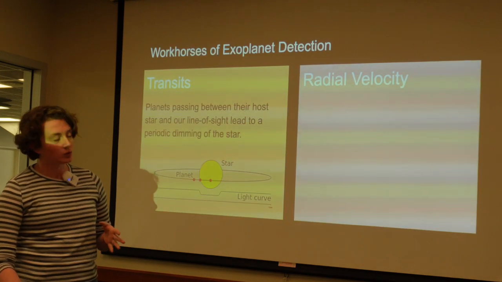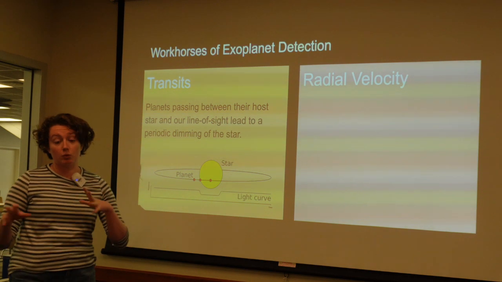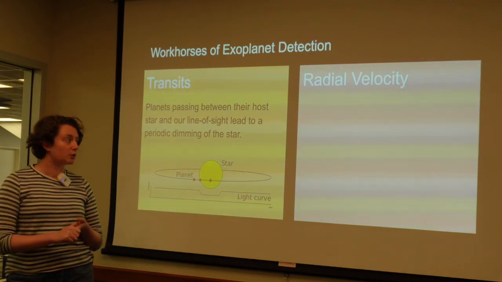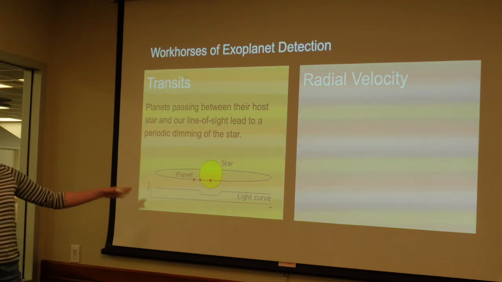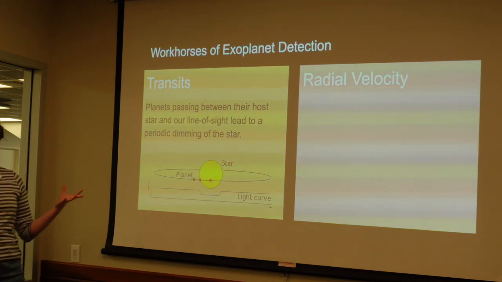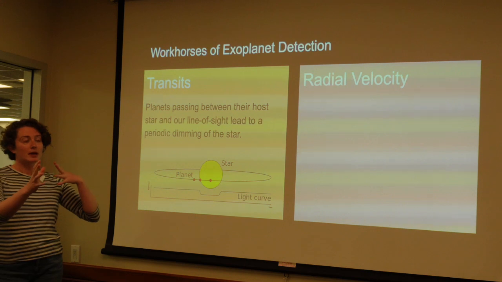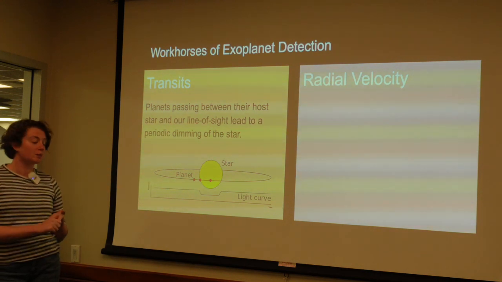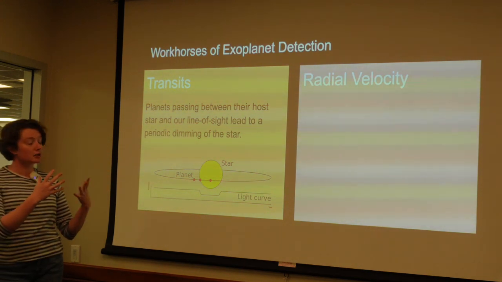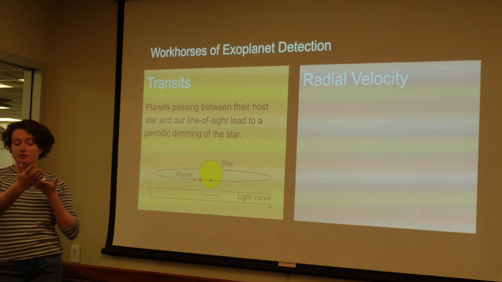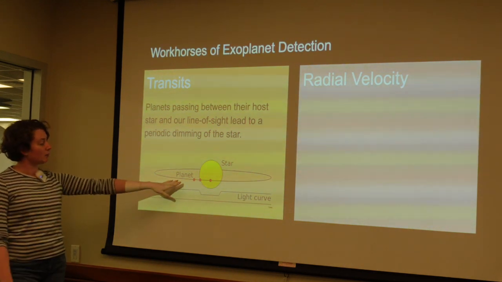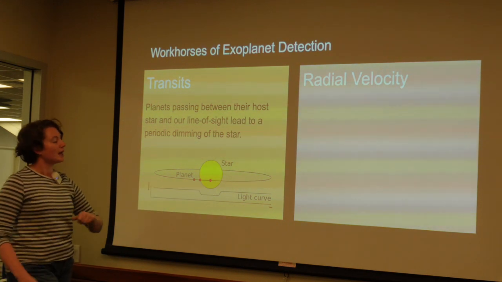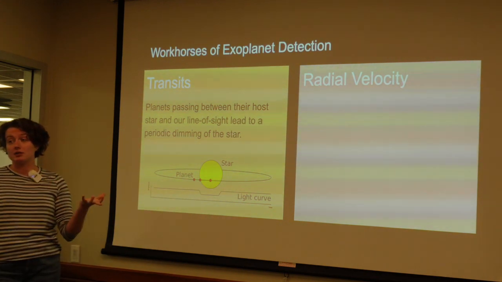And so first, for some background, I'll talk about two of really the workhorse methods of exoplanet detection used in the field today. The first is the transit method, and so this method takes advantage of the fact that based on their random orientation in space, planets sometimes pass between their host star and our line of sight looking from Earth. And what this does is, as the planet passes in front of the host star, it blocks a little bit of that star's light.